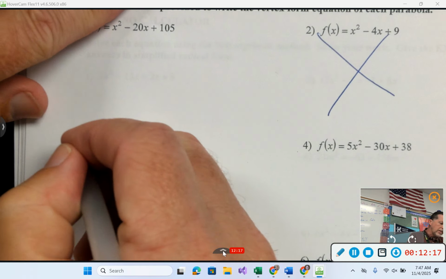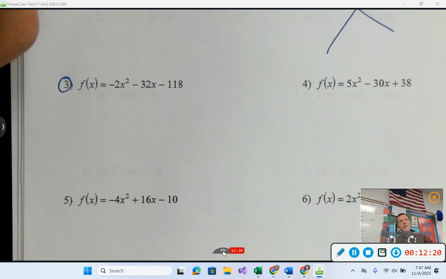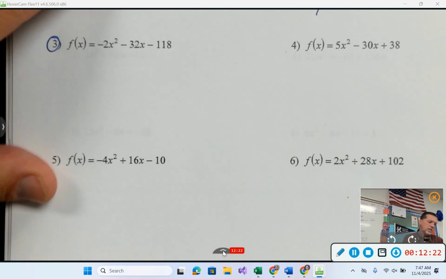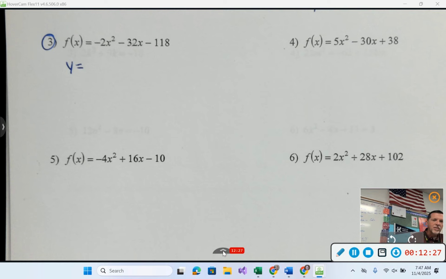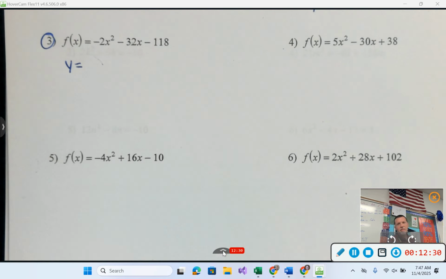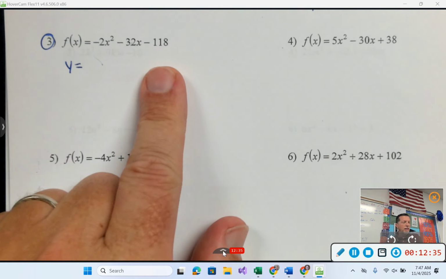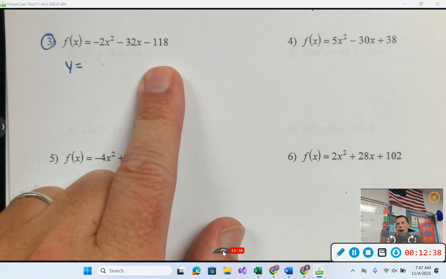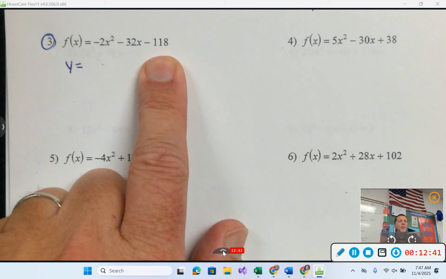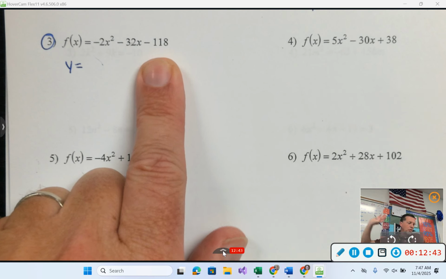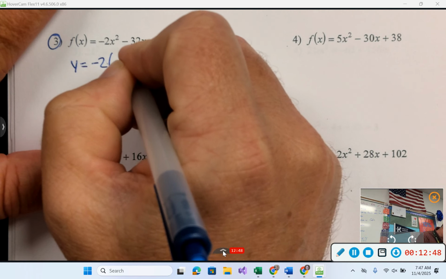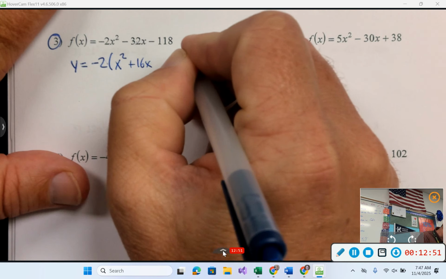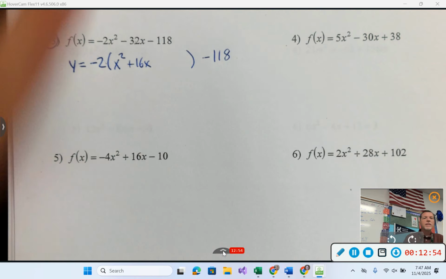Let's try number 3. That's another one that has a 2 out front. In fact, that's got a negative 2 out front. What am I going to have to factor out to make A equal to 1? Negative 2. And what am I going to do with that negative 118? Yeah, just push it out. I don't have to worry about taking 2 out of 118. I'm going to push the 118 out. So x squared plus 16x, and then we'll leave the minus 118 alone.